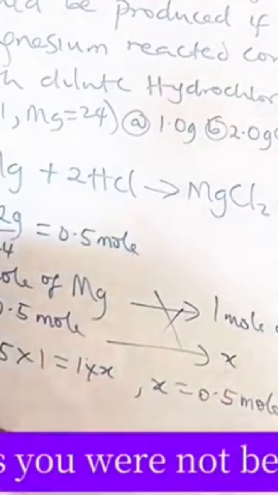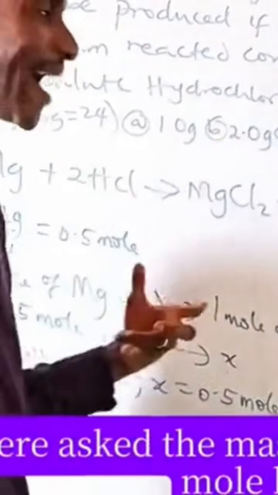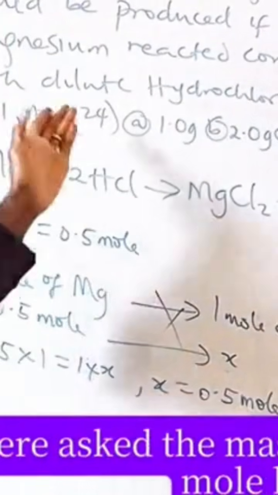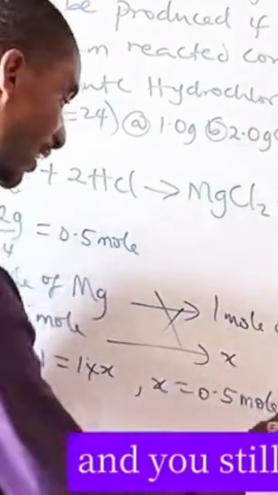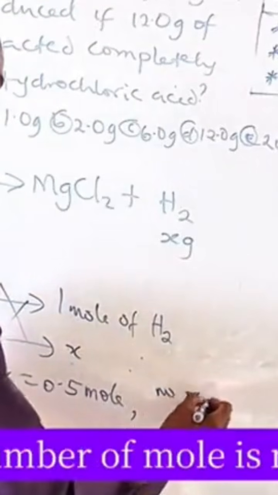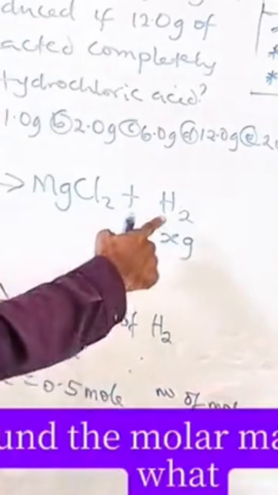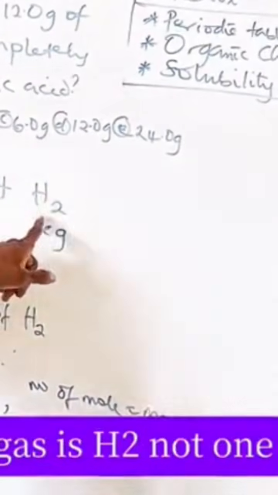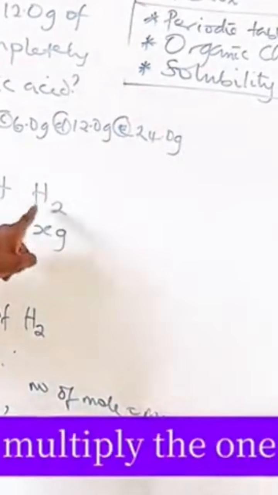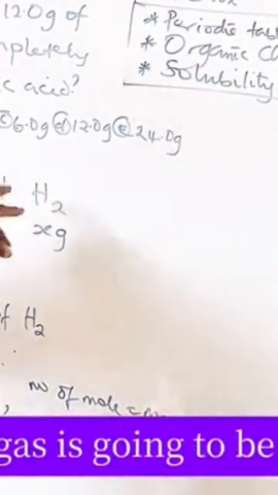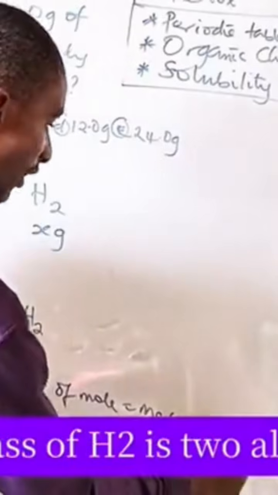But you were not being asked the amount in moles, you were asked the mass. So you need to convert this mole back to mass. And you still use the equation 1, which is what? Number of mole is mass over molar mass. But this time around, the molar mass of hydrogen gas is what? Hydrogen is 1. Please take note, hydrogen gas is H2, not 1. So you're going to multiply the 1 by 2, and hydrogen gas is going to be 2. So the molar mass of H2 is 2.